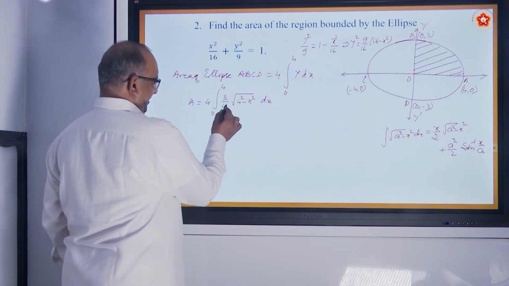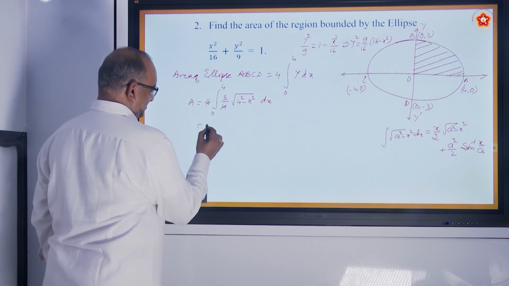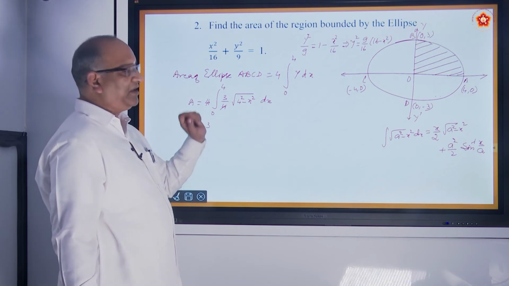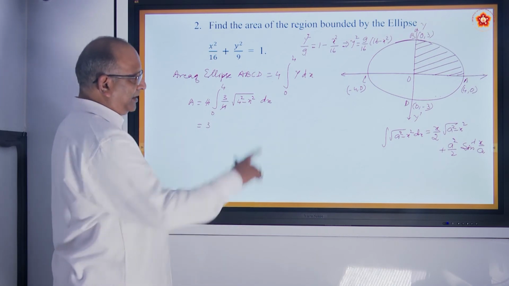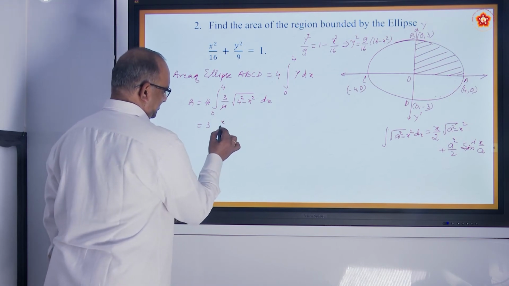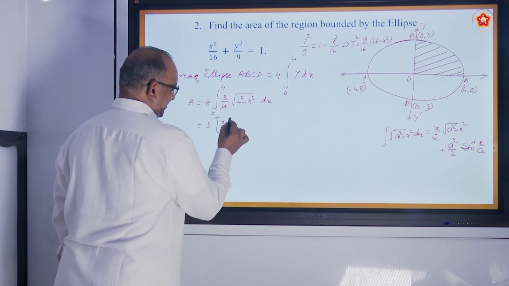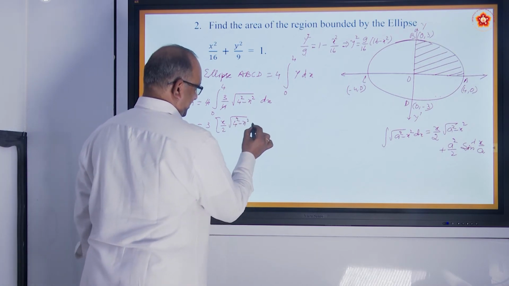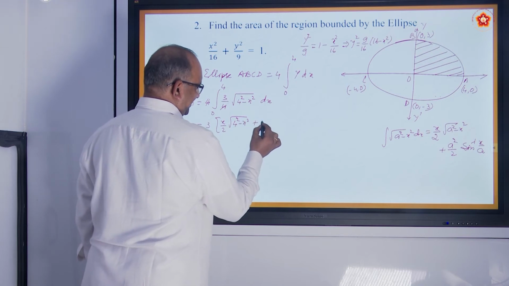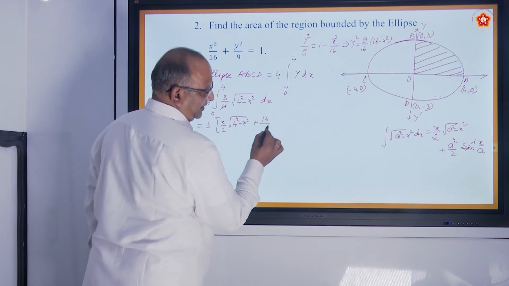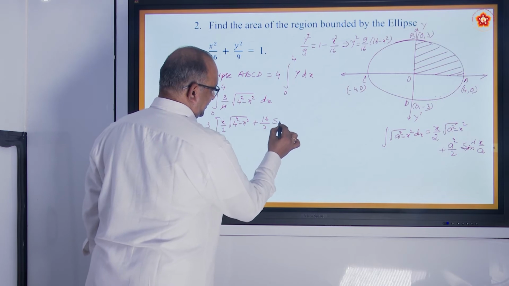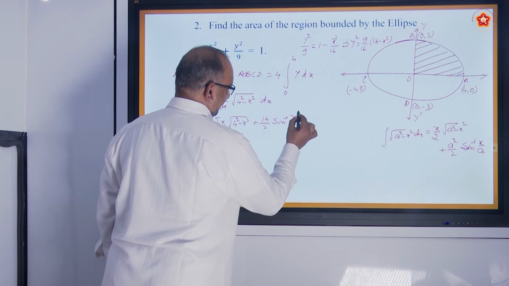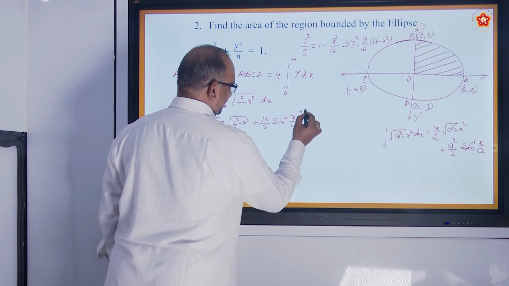This 4 and 4 will get cancelled, 3 can be taken out, and use the formula a square minus x square. In place of a we have got 4. So x by 2 is x by 2 only, under root of 4 square minus x square plus a square is 4 square, that is 16, a square by 2 into sine inverse x by a, x by 4. Limits are from 0 to 4.